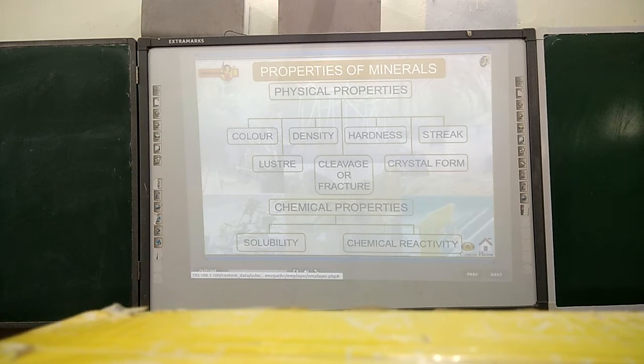So children, what are the properties of a mineral? There are two: physical properties and chemical properties. Chemical properties are solubility and chemical reactivity, whereas physical properties are color, density, hardness, cleavage, crystal form, etc.